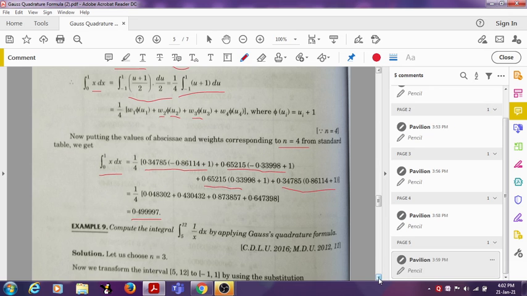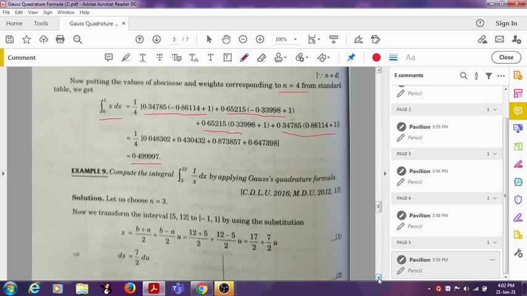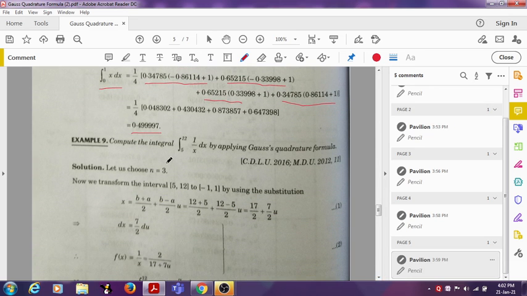This is the required integral that we have found using the Gauss quadrature formula. Okay, now move on to the next problem. Here again we have to compute the integral by applying the Gauss quadrature formula. So in exam problems, it will be mentioned by which formula you have to solve.